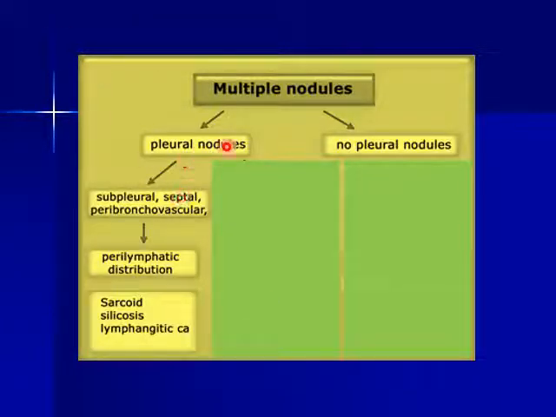Again, if you have pleural nodules, that means it is touching the pleural surface. Biased by the subpleural, septal, and peribronchovascular, this is perilymphatic distribution. The most common differential diagnosis of perilymphatic distribution is sarcoidosis, silicosis, and lymphangitis carcinomatosis.